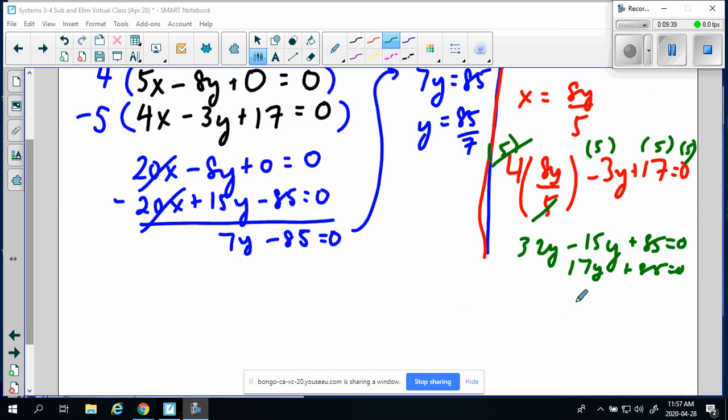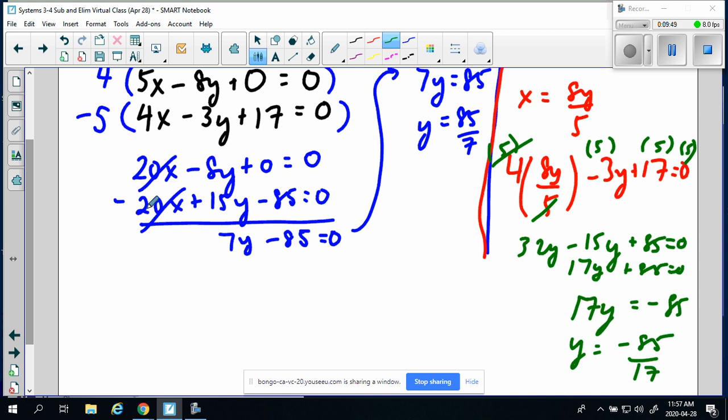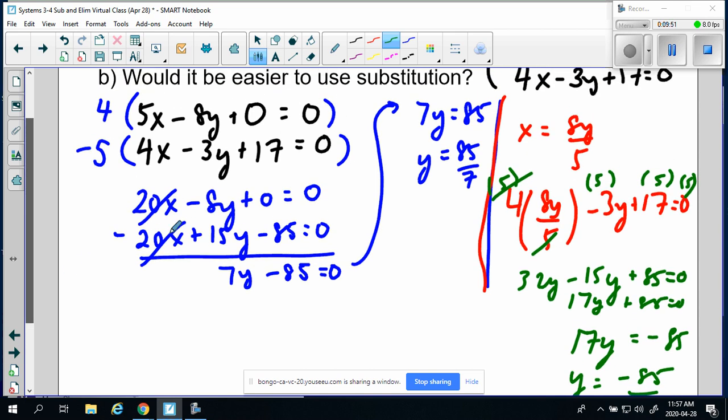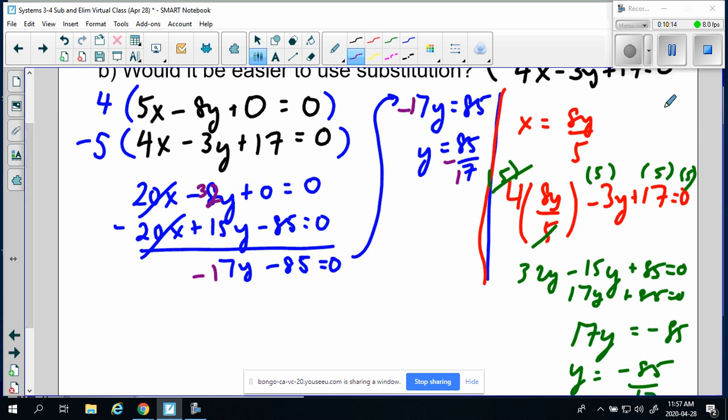So I'm going to realize that 17y is equal to negative 85, and y is equal to negative 85 over 17. Now that does not match my original answer in blue because I actually messed something up. Over here, I did not multiply the 8 by the 4, like I said I was going to. So 32 minus 15 is negative 17y. If I fix that, then the answers do match up.